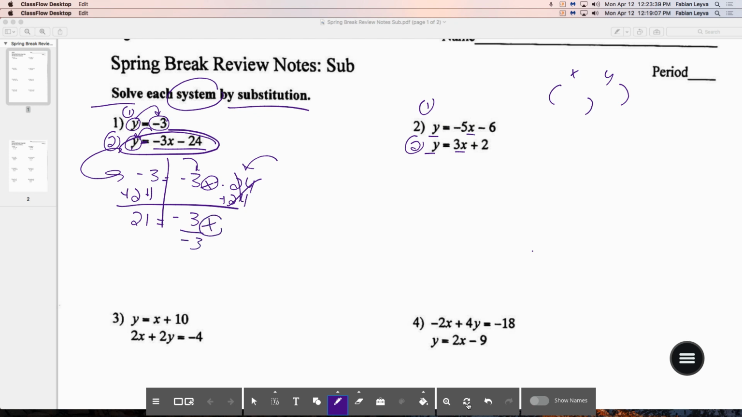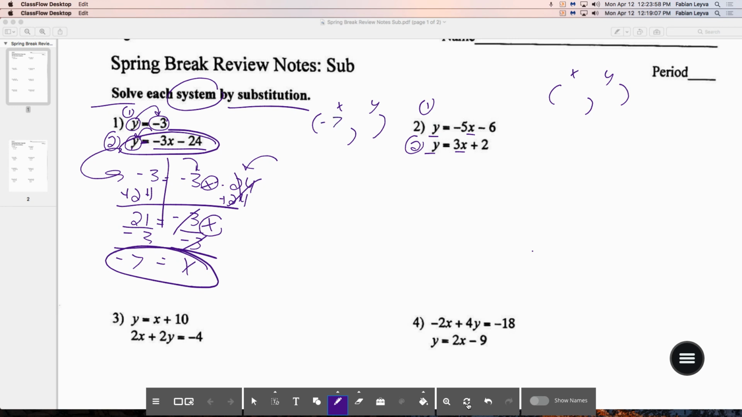How do you solve for that negative 3, or for that x? Divide by negative 3. These cancel out. Notice you're left with an x by itself is equal to a negative 7. So negative 7 is equal to x. Remember, you need to find an x and a y. You have now found your x, which is a negative 7.